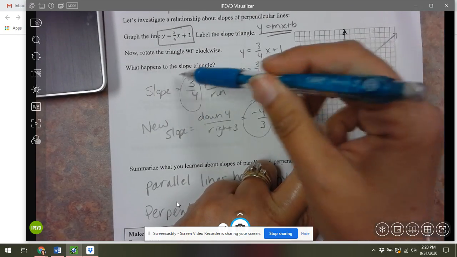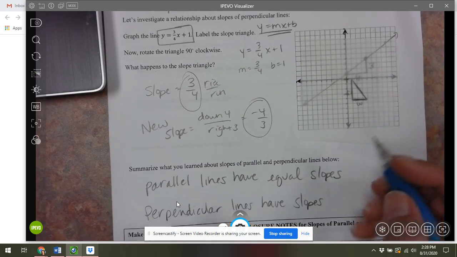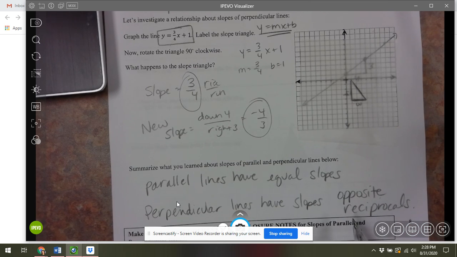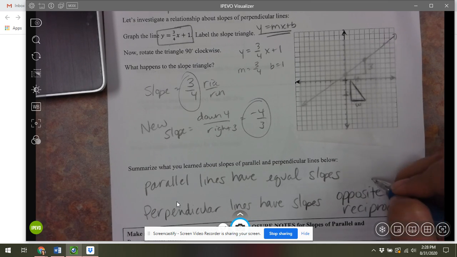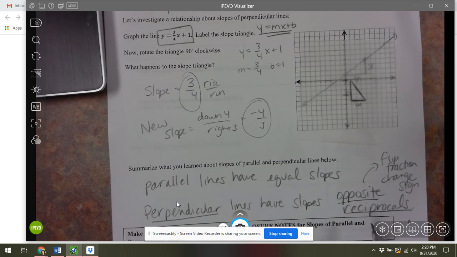So this number and this number are opposite. Flip the fraction and change the sign. We call that opposite reciprocals. Flip the fraction, change the sign. So if lines are perpendicular, their slopes are opposite reciprocals. Flip the fraction, change the sign.